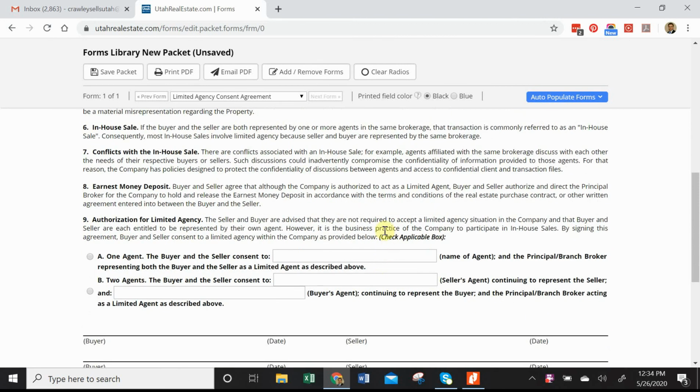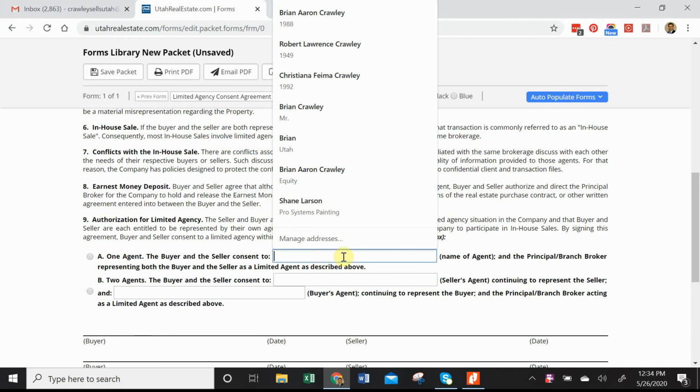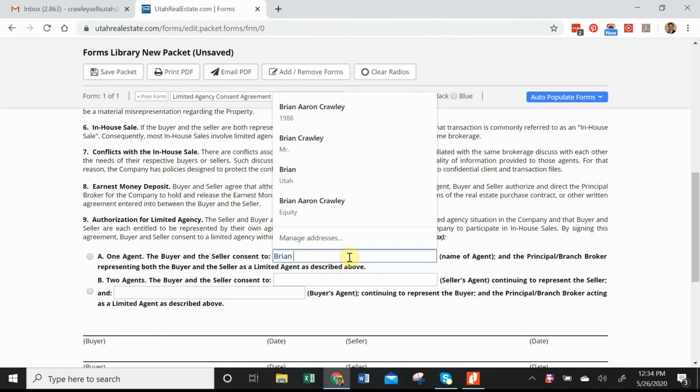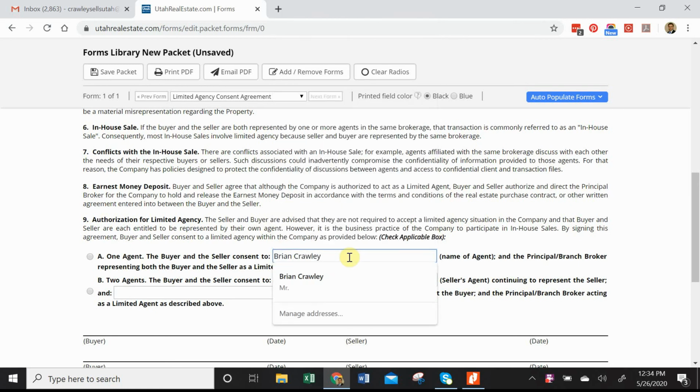Moving on down to the bottom, you have to choose one of these two things. A is one agent. The buyer and the seller consent to, and you'd put your name here if it was you. This is if you're representing both sides. I highly recommend you never do this. It is extremely dangerous in my mind, and it's also a disservice to your client.